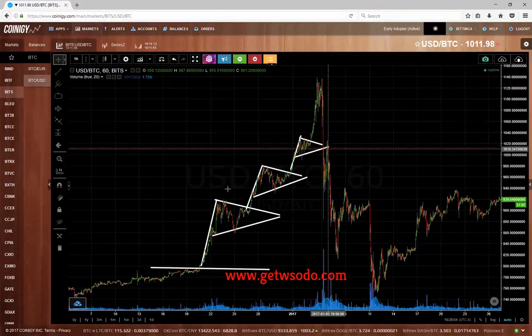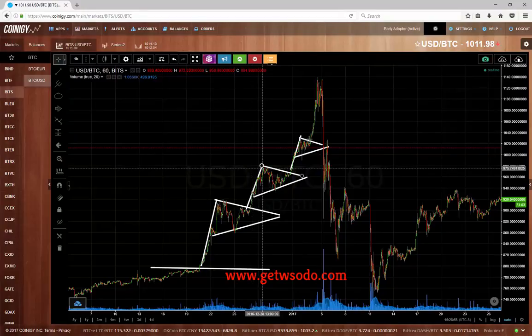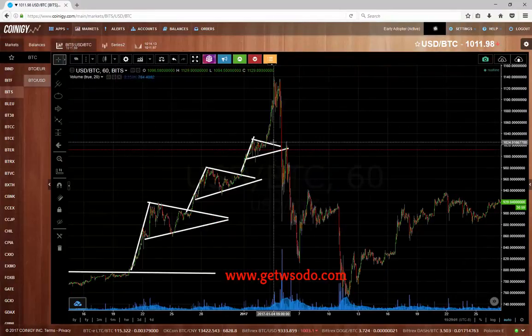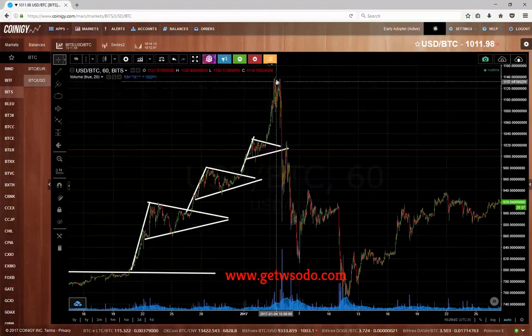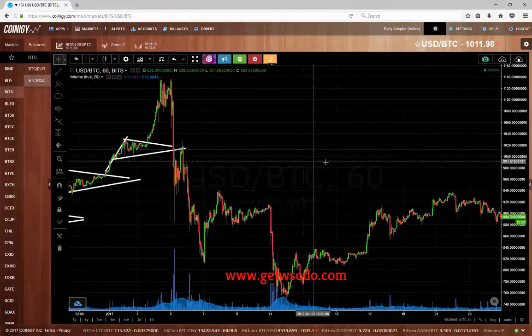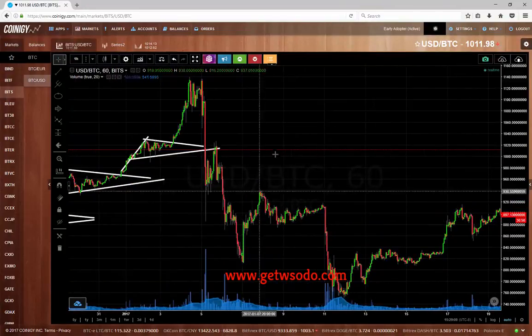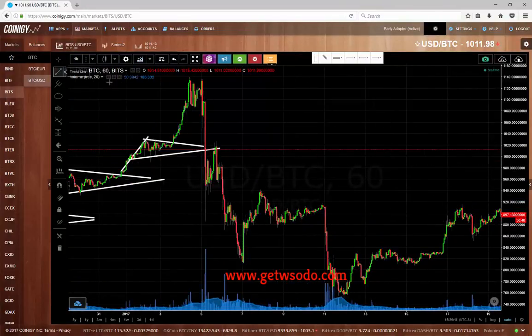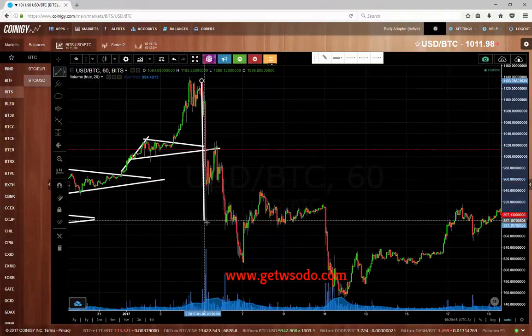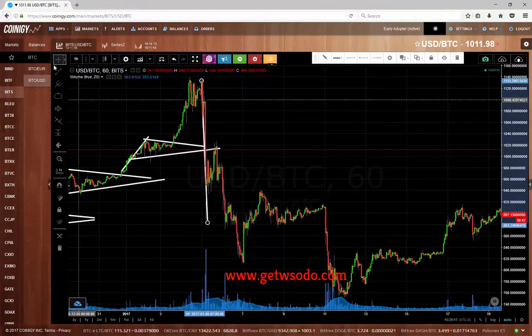But then instead of correcting and going sideways on each level up, we go parabolic at this point. This is what I call a parabolic blowout, where it just goes straight up vertical and then it crashes all the way down. And so you have the opposite. So in this case, you have bear flags, right? So it shoots straight down where you have a pull. It's just a continuation pattern, and then it bounces.